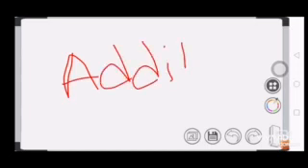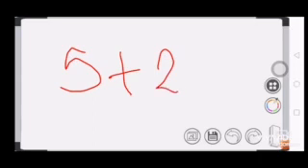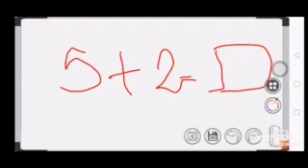So today I'll be discussing addition. I'm using a whiteboard to explain addition. Today I'll be starting with basic addition, and as the class increases I'll be explaining the more difficult ones also. Since we are starting with basic addition, I'll start with single digit numbers, for example 5 plus 2 is how much.